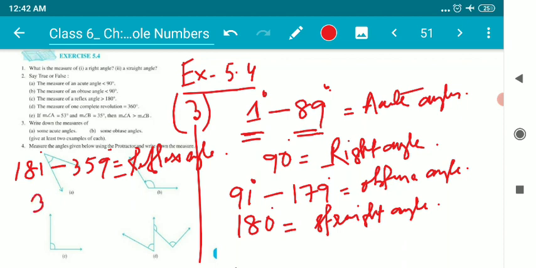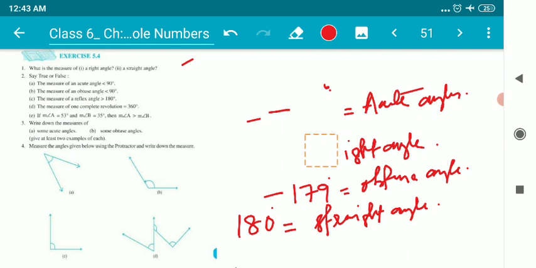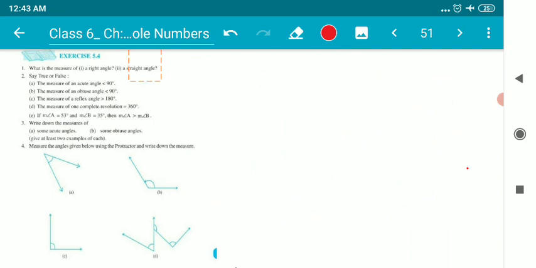Now the angle which is exactly 360 degree is a complete angle. Children, 360 degree means a complete circle or a complete turn. When any object completes a full turn or covers a circular distance, that means the object is covering a 360 degree angle. Okay, so I hope it's clear to everyone, the names and the measures of the angles.